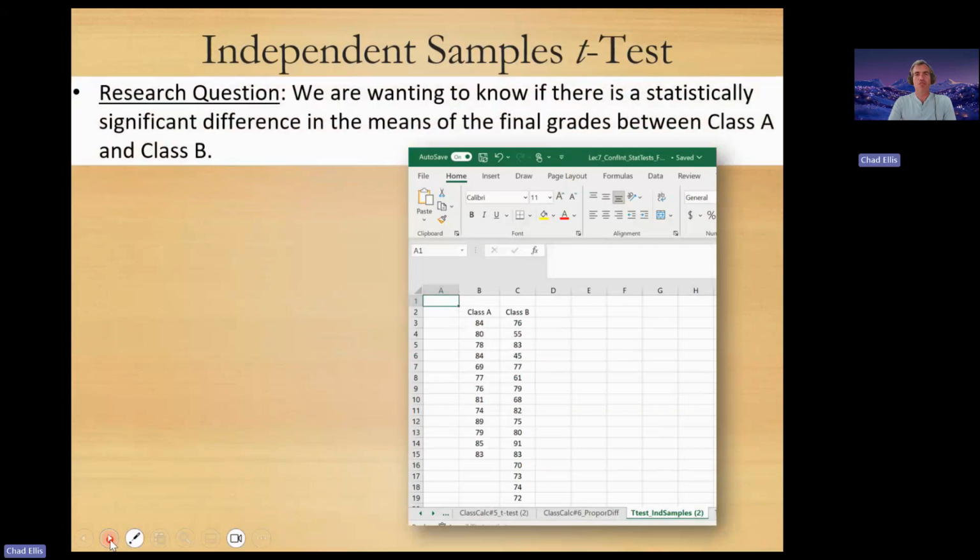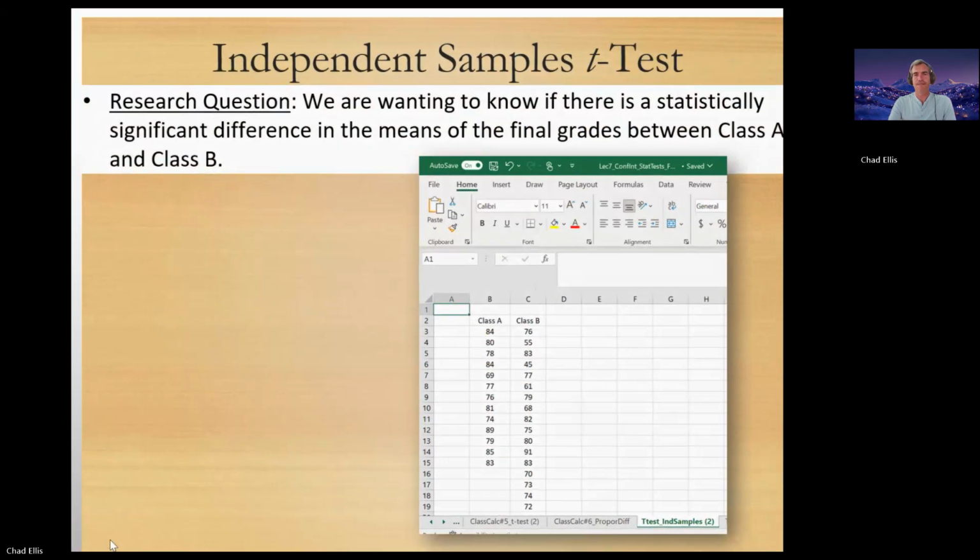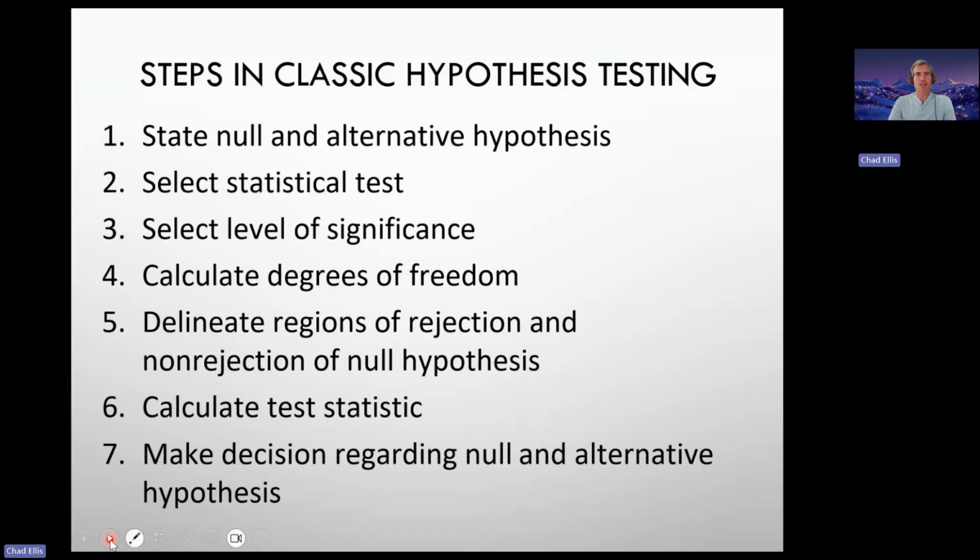So our research question is similar, right? We're wanting to know if there's a statistically significant difference in the means of the final grades between Class A and Class B. We're going to be using those same steps in classical hypothesis testing.